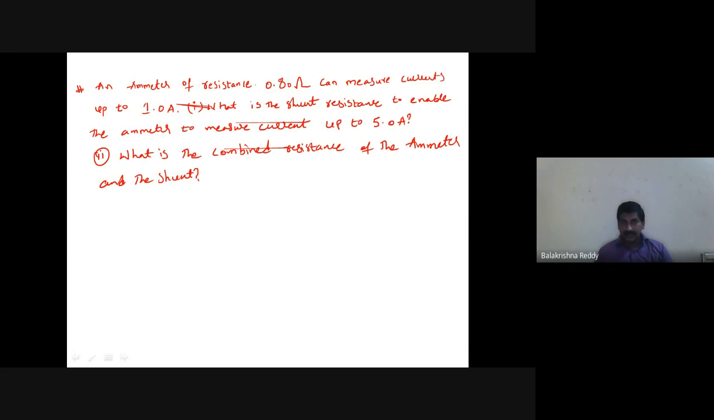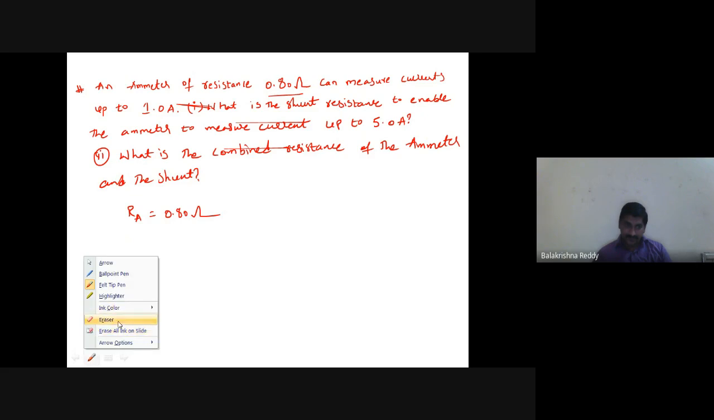Now, an ammeter of resistance 0.80 ohms, so RA is equal to how much? An ammeter of resistance 0.80 ohms can measure currents up to 1 ampere. What is the shunt resistance to enable the ammeter to measure current up to 5 amperes?